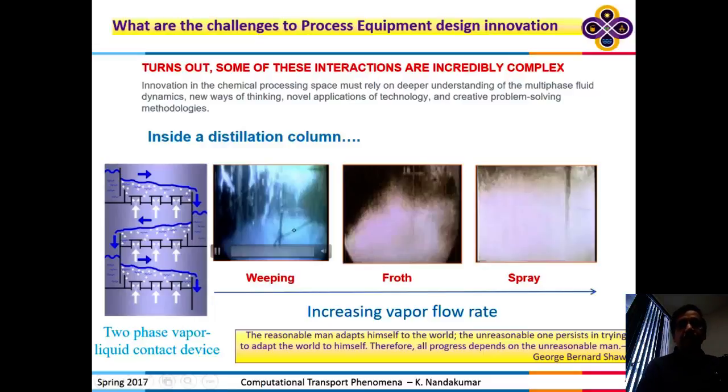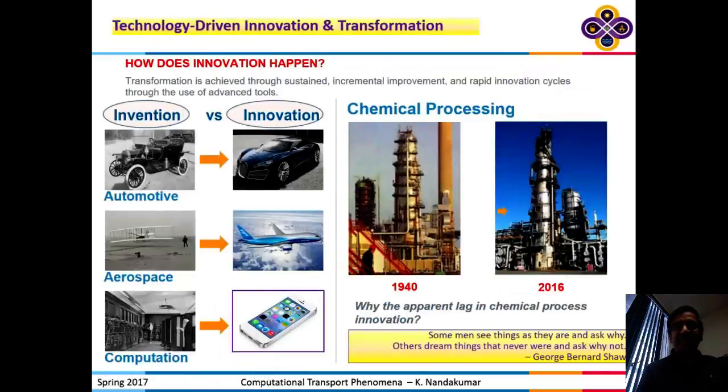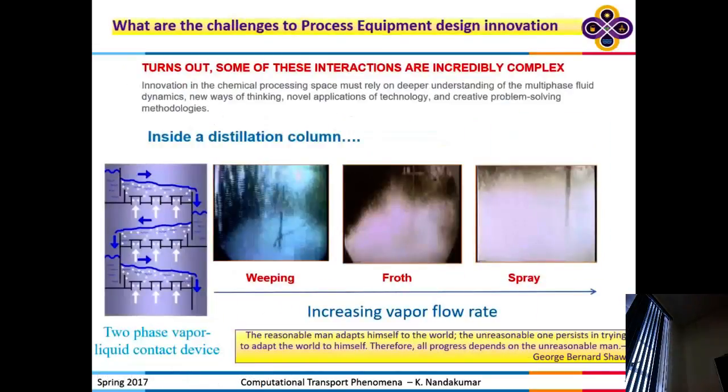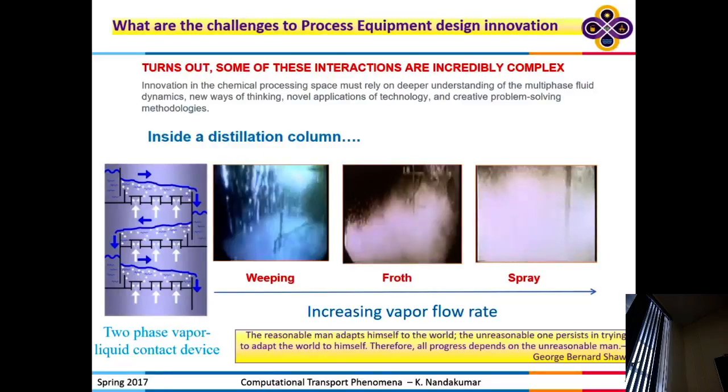So in the leftmost figure, if I can get the animation to work again, maybe you need to go back and come back. Yeah. So here the vapor rate going up is so low that the liquid from the tray above drips. And this is called the weeping regime. Okay? When a liquid from the top, it should go down only through what is called a downcomer. If it drips like this, it's actually mixing. We want to achieve separation, but it is mixing.